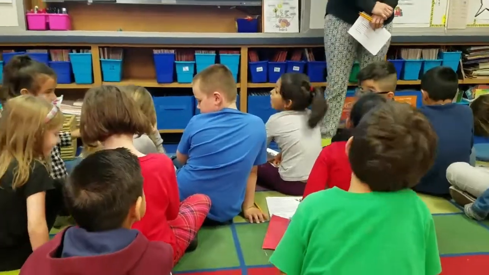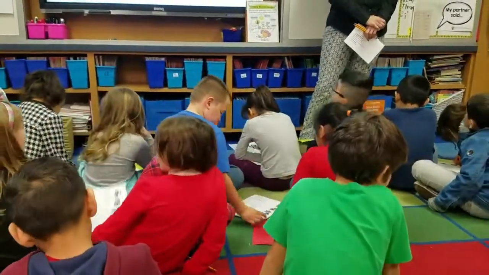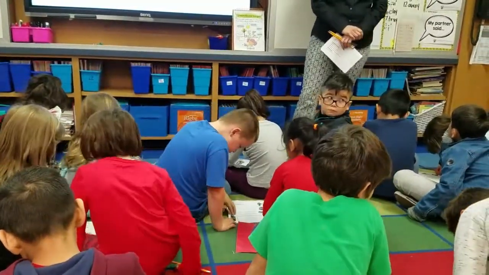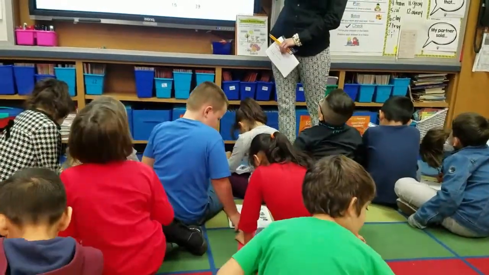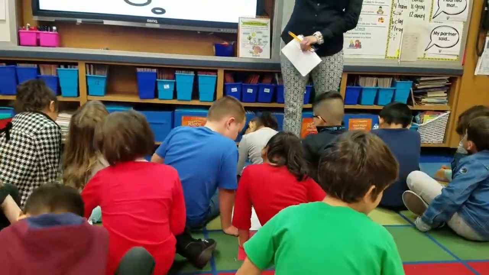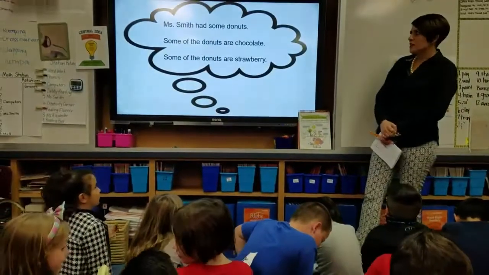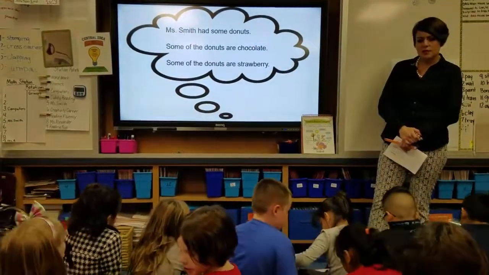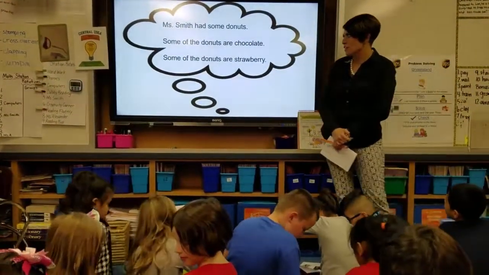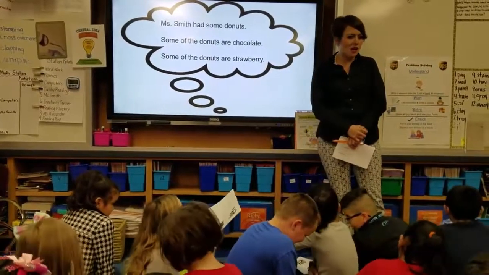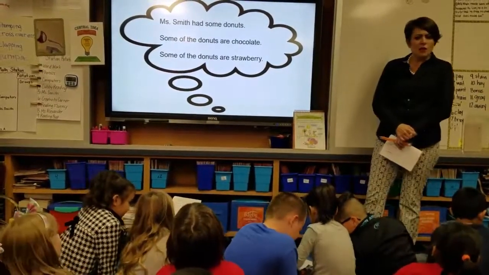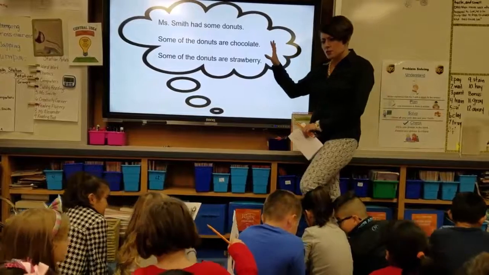I know these are fun ones. I think you're going to like them. But let's do them together. Okay? Let's start with this one. Miss Smith had some donuts. Some of the donuts are chocolate. Some of the donuts are strawberry. What information is missing from this first portion?